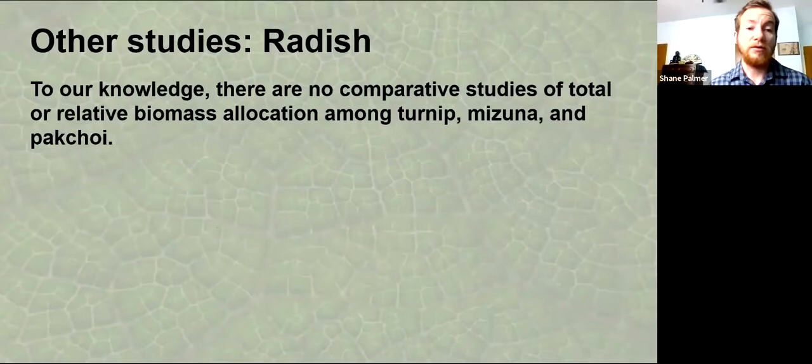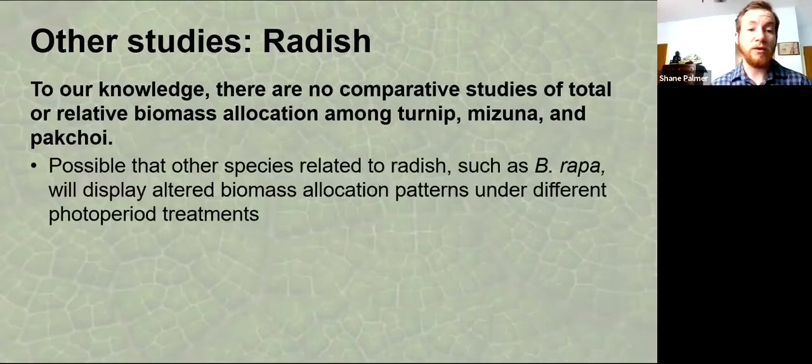So again, as I was looking, I couldn't find any comparative studies of either total or relative biomass allocation among these three subspecies. So what I was curious about is, if those differences exist in a radish, do they exist in other related plants, such as Brassica rapa? Will they display the same alterations in biomass under different photoperiod treatments?